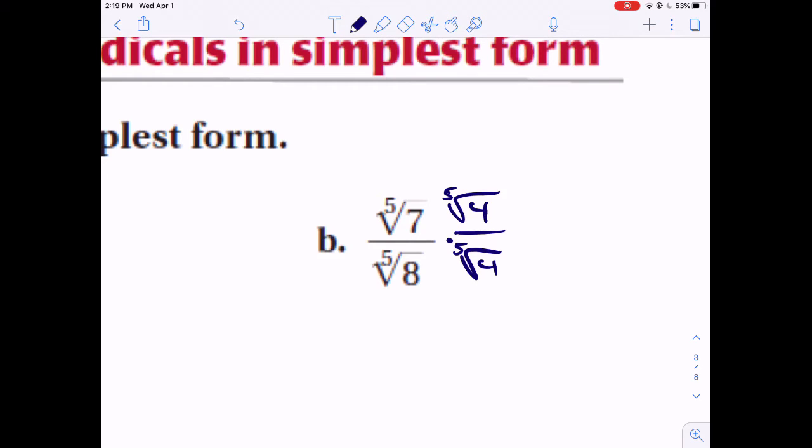I multiply that. Well, in the denominator, I have 8 times 4, which is 32. So I have the fifth root of 32. Now, some of you are seeing that, I hope. And the numerator is the fifth root of 28.